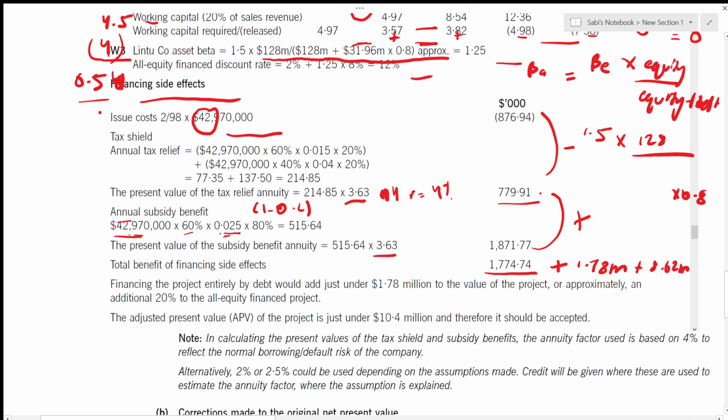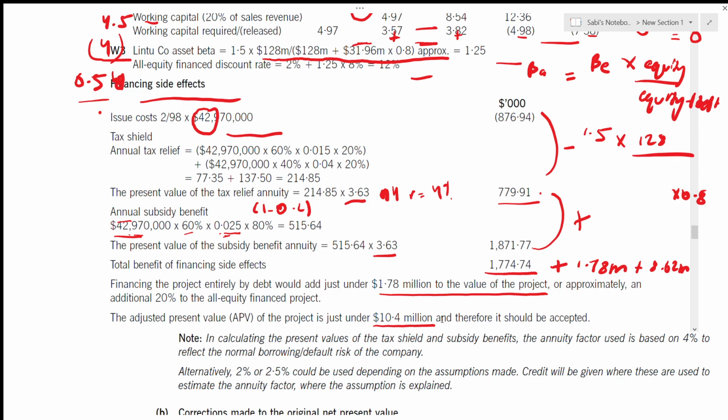Now let's see what they have written here. Financing the project entirely by debt would add just another 1.78 million to the value of the project, or approximately an additional 20% of the all-equity financed project. What do you mean by 20%? 20% of 8.62 million, right? And the adjusted present value of the project is just under 10.4 million. So the APV, just add both. You will be getting less than 10.4, because 1.7 you are taking as a rounded figure.